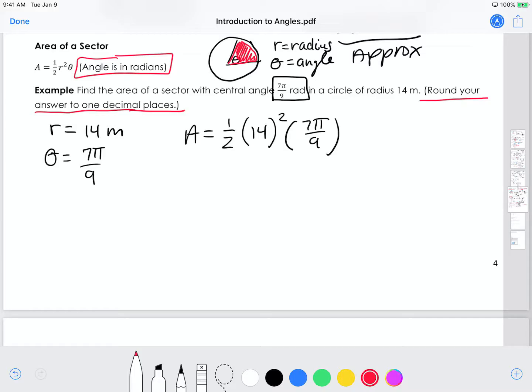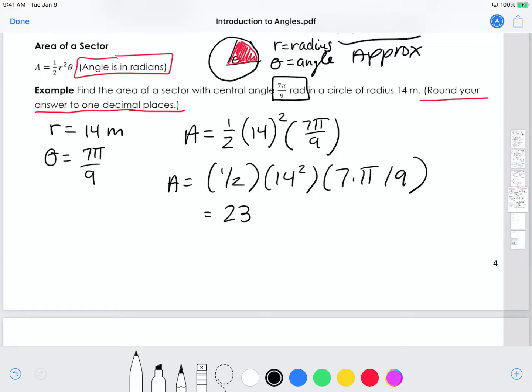This is how you should put it in on your calculator: 1/2 in parentheses, so the calculator knows that that goes together. Then 14 squared, and then 7 times pi divided by 9. That is how you should put it in your calculator all at once. When you do that, you're going to get 239.5 because it's telling us to round to 1 decimal place, so that would be 0.5. And since our radius was in meters, our area is going to be meters squared. So this should be our final answer.